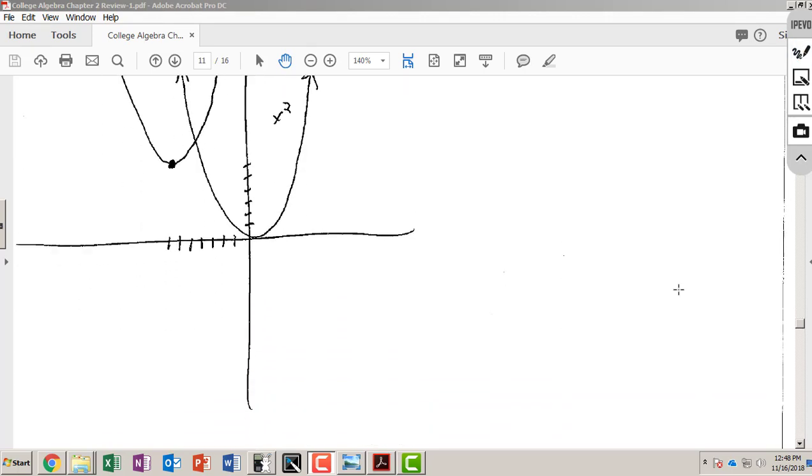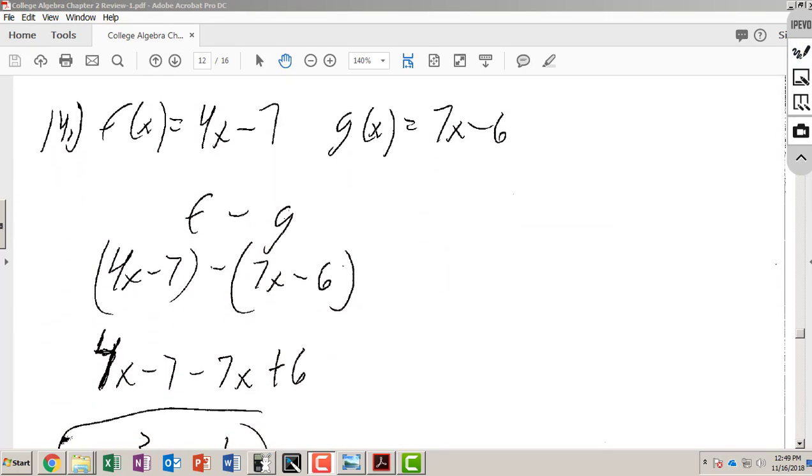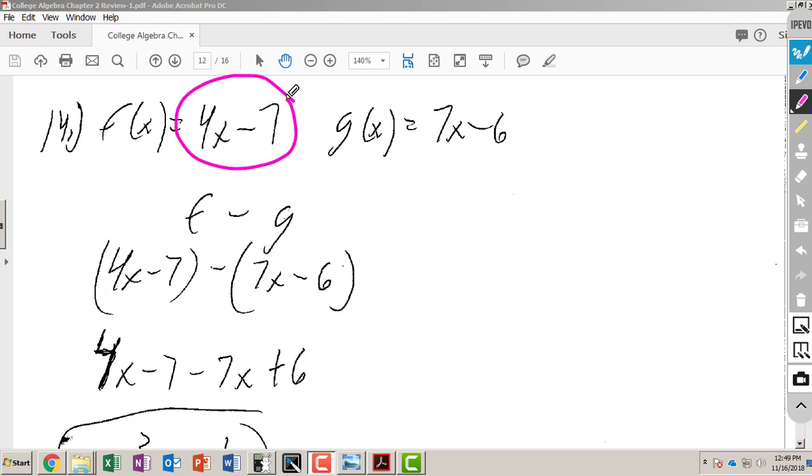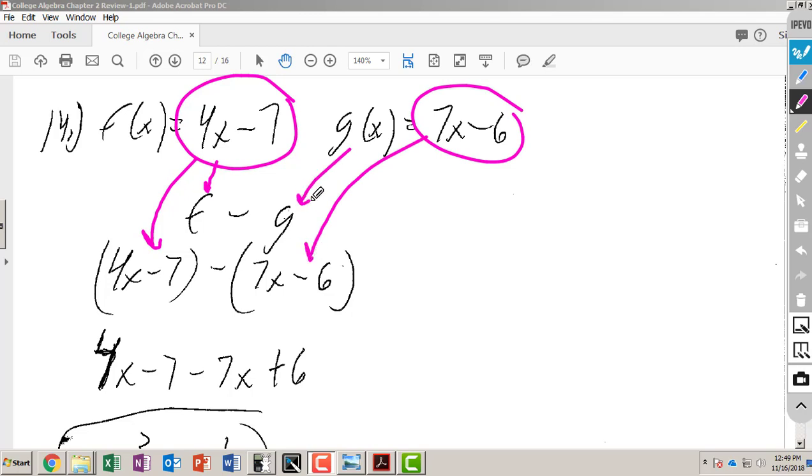Okay, on this next problem, number 14, they give us our two equations. We have f of x equals 4x minus 7, g of x equals 7x minus 6. It wants me to subtract these two equations. So to subtract, here's my first equation, 4x minus 7, that is my equation f. And I'm going to subtract my second equation, which is g, 7x minus 6. I'm going to subtract that.